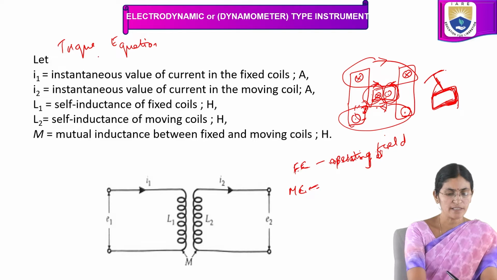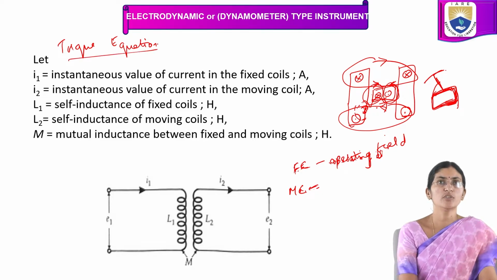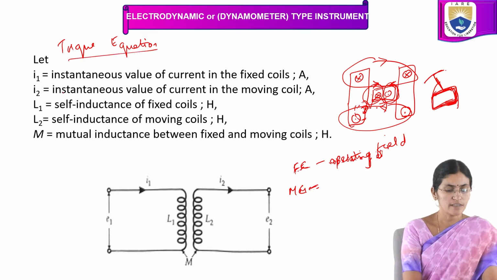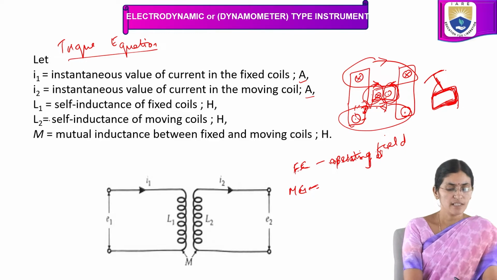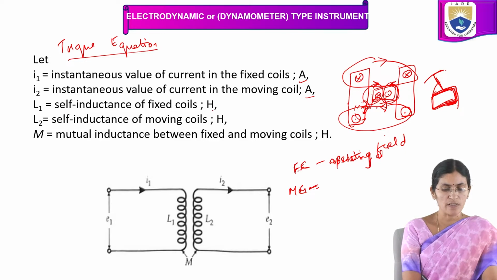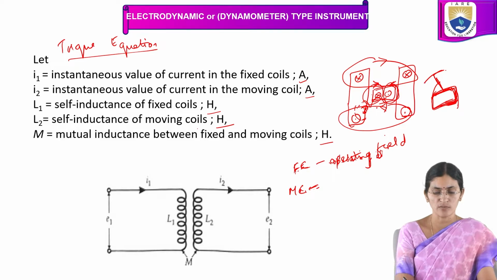Now let us derive the torque equation. In order to derive the torque equation, consider: I1 is the instantaneous value of current in the fixed coil, given in amperes. I2 is the instantaneous value of current in the moving coil, in amperes. L1 is the self-inductance of the fixed coil, given in Henry. L2 is the self-inductance of the moving coil, given in Henry. And M is the mutual inductance between the fixed and moving coil. The unit of mutual inductance is also Henry.